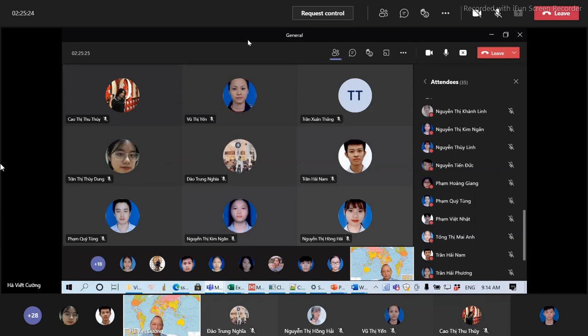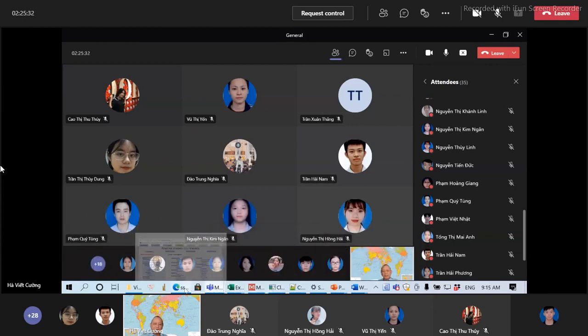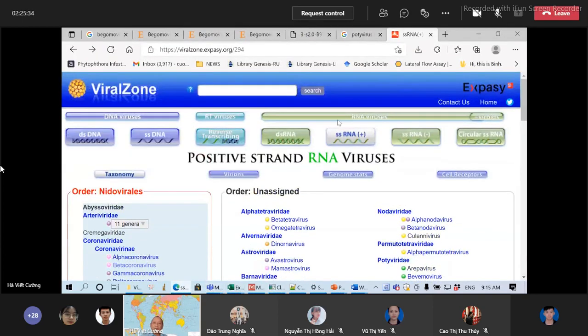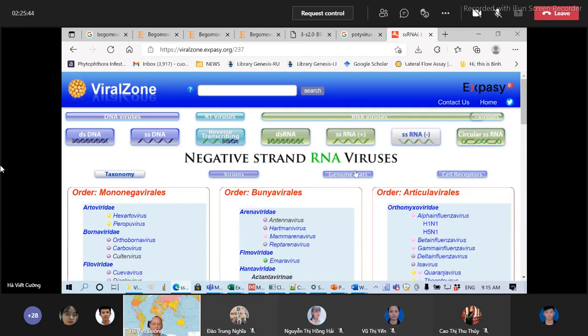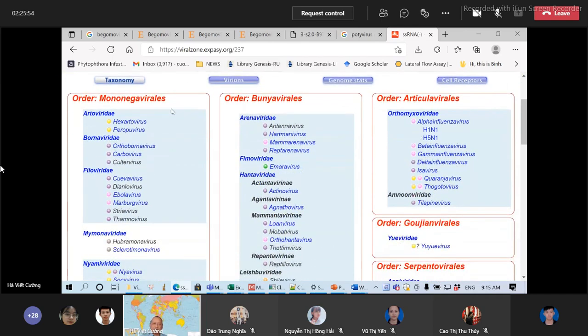You understand what I mean? Okay, so very easy to understand. Now, opposites. Of course, we have the positive sense. We also have the negative sense. Now to see what kind of viruses belong to this group: single strand RNA negative sense viruses. Now, what viruses attack humans? Now you can see here.